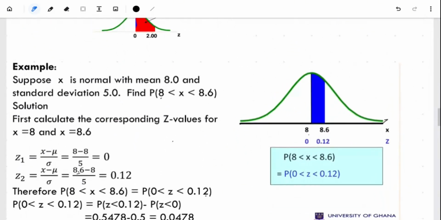So example 1: suppose X is normal with mean 8.0. They will let you know that this is a normal distribution, so you know what you're doing. Suppose X is normal with mean 8.0 and standard deviation 5.0. Find the probability that X is between 8 and 8.6, that is, 8 less than X less than 8.6. So what do we do first? We should draw our curve.